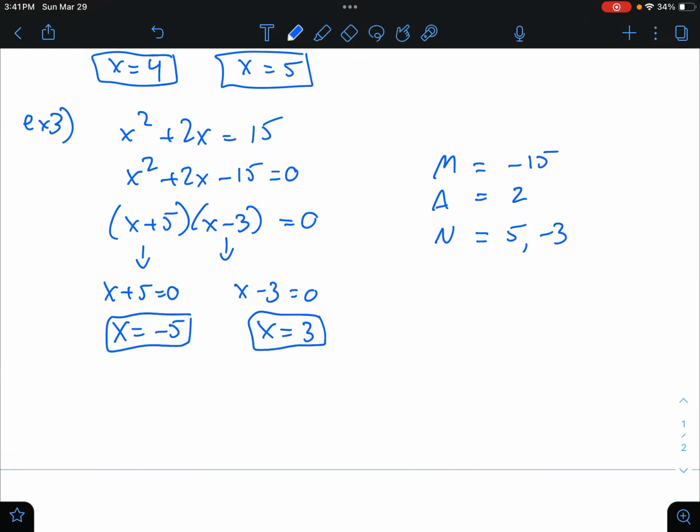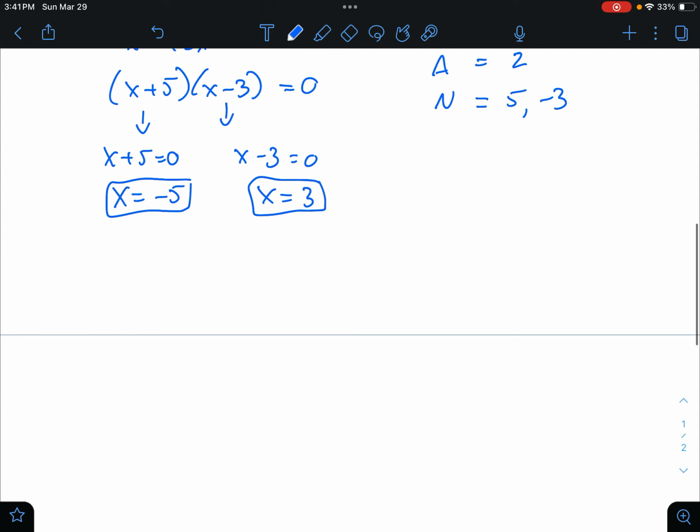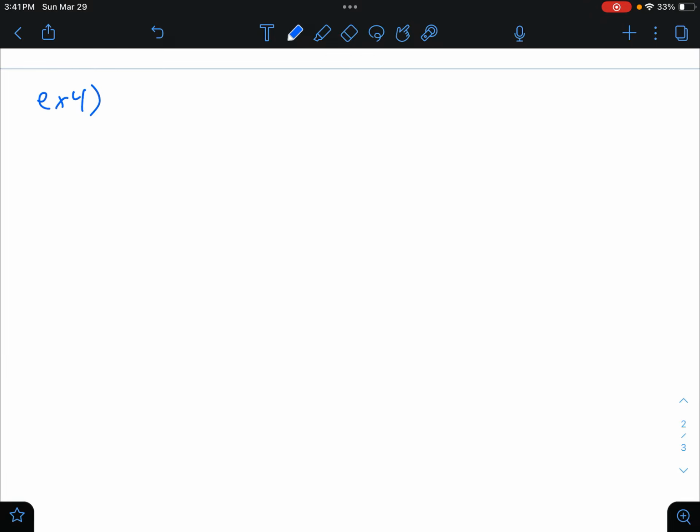Okay, so the only difference on this one was initially it wasn't equal to 0. We had to rearrange the equation, make it equal to 0, and once we do that, we can factor. Okay, last example. Example 4. This one's going to be a complex trinomial, and this is going to make brackets that are a little bit different. They're going to have a coefficient in front of the x, and I'll show you how this one's going to work.